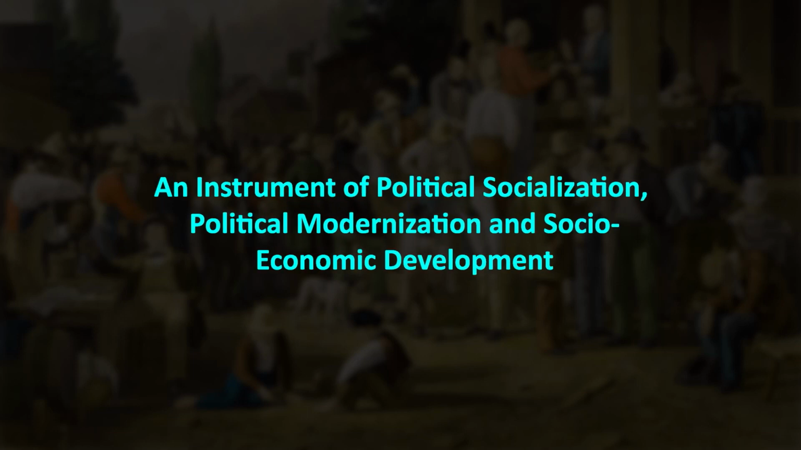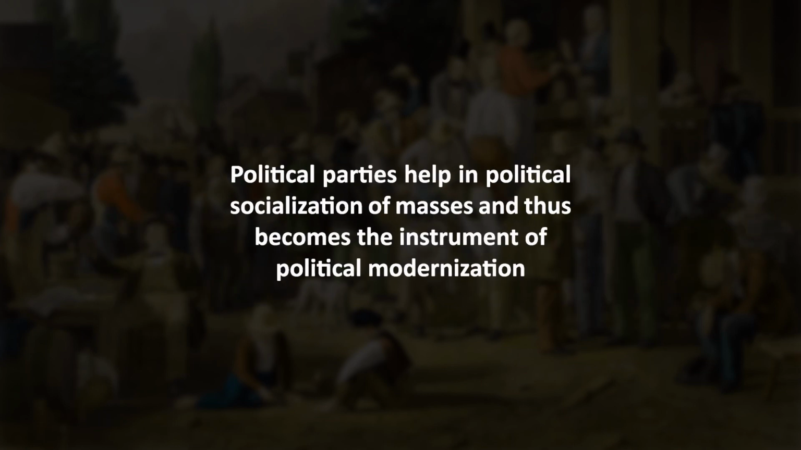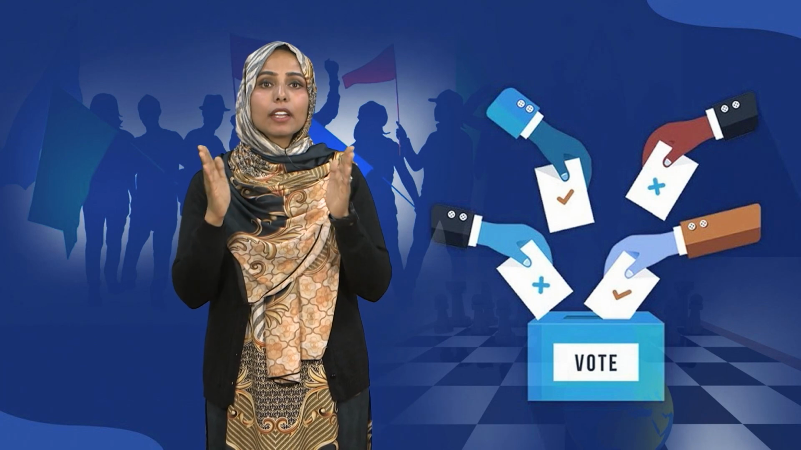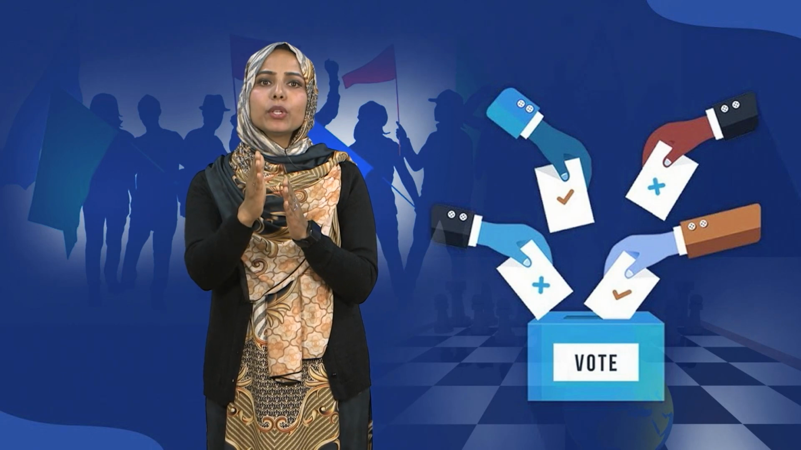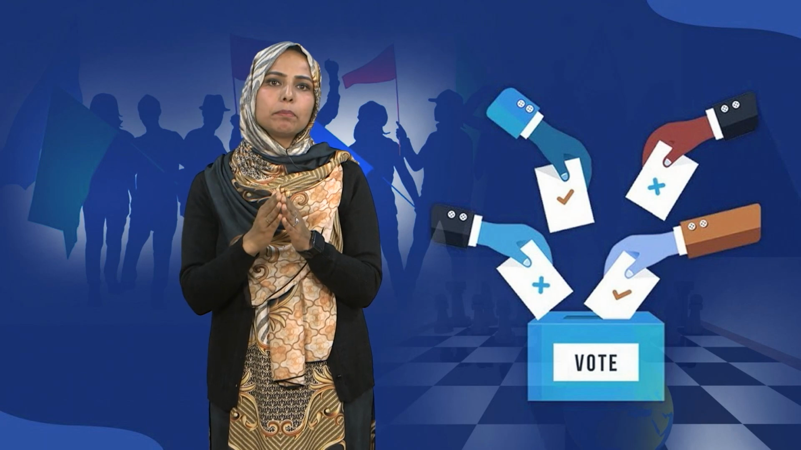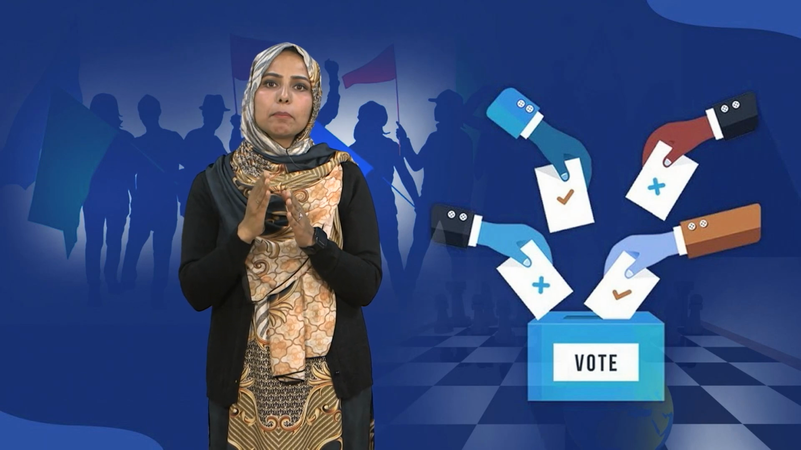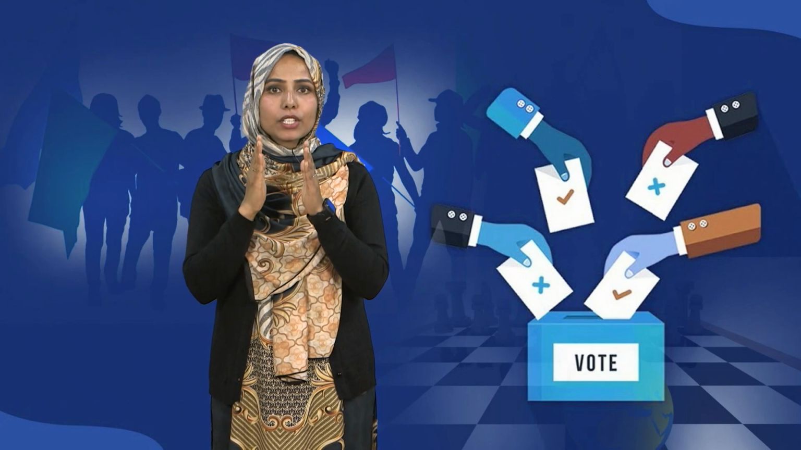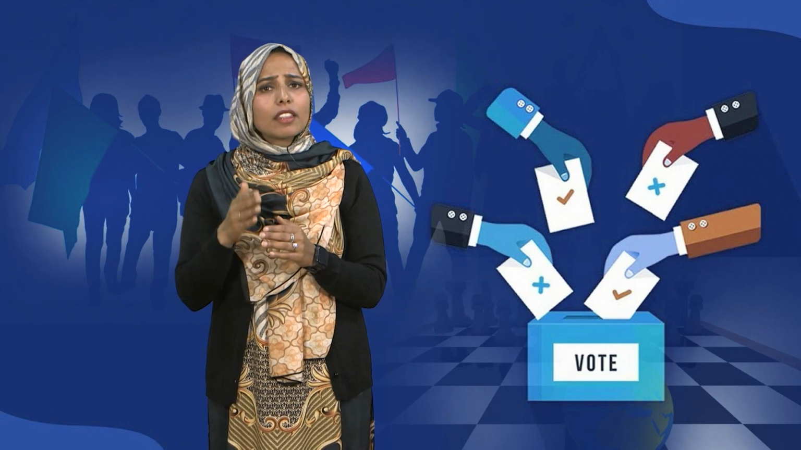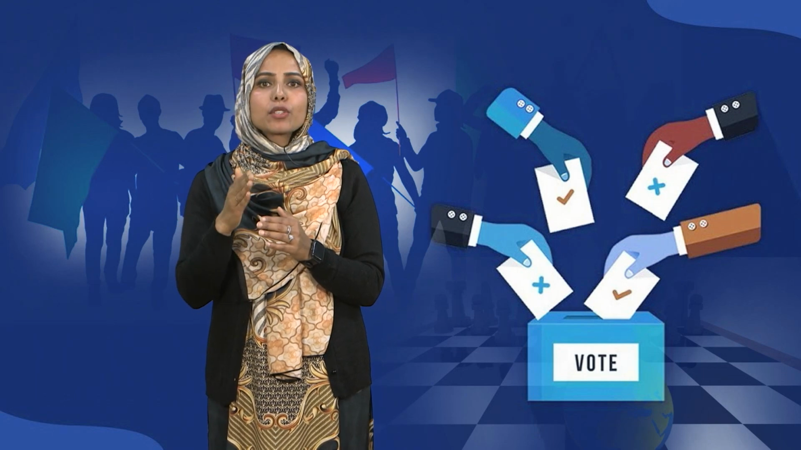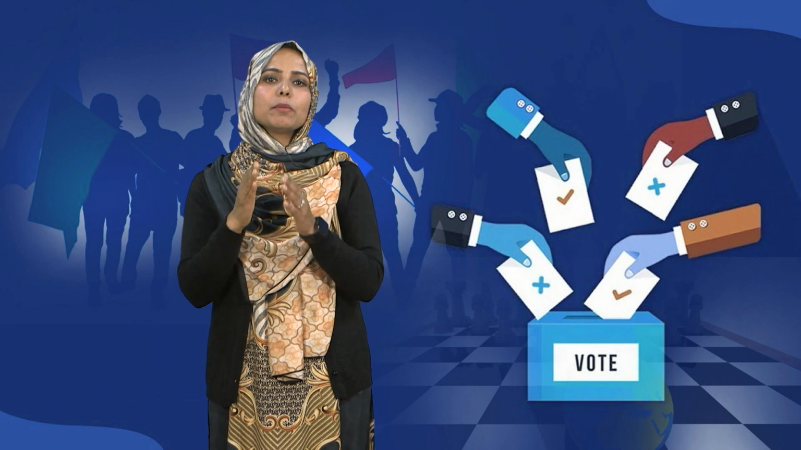Second one is an instrument of political socialization, political modernization and socio-economic development. Political parties help in political socialization of masses and thus become the instrument of political modernization. The political parties therefore strive to maintain and strengthen the structure of democratic norms and values to secure maximum community mobilization for social and economic development, to shape the government, provide the main link among different social and economic groups, constitute the chief agency for political education and socialization, and break down traditional behavior. They have therefore induced political, social and economic development in newly emerging democracies.